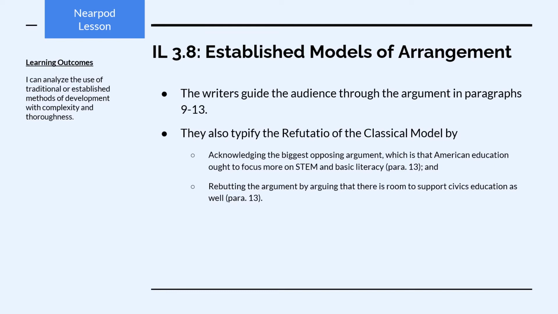They only counter one counter argument here. They acknowledge the biggest opposing argument, which is that American education is often said that it needs to focus more on STEM and basic literacy. But they rebut that argument by arguing that there is room to support civics education in addition to pushing STEM and basic literacy.